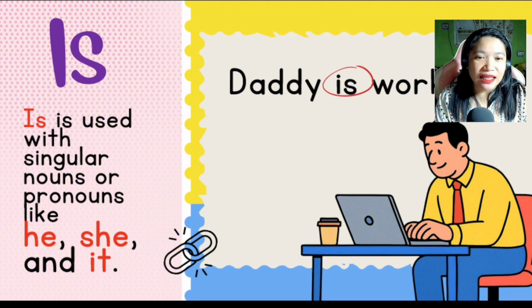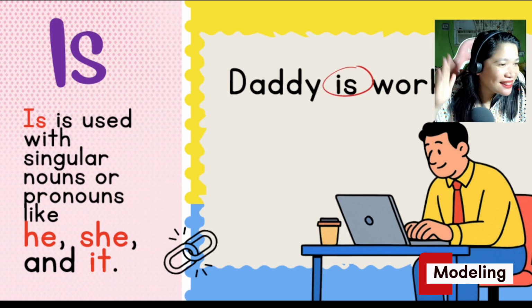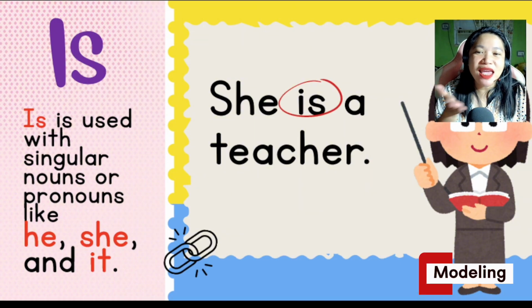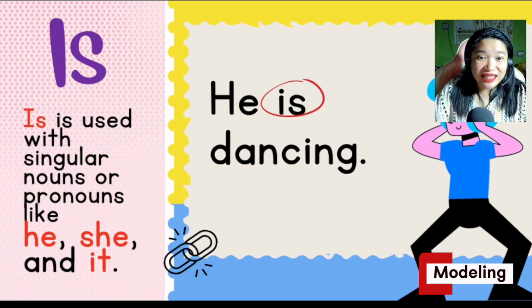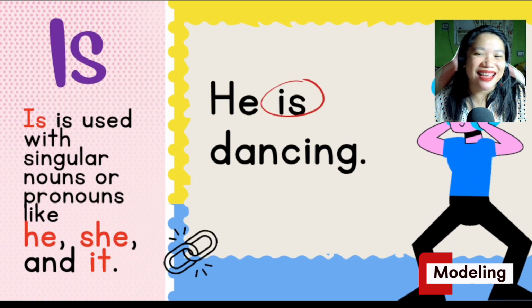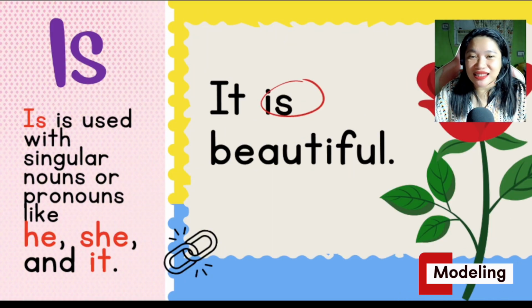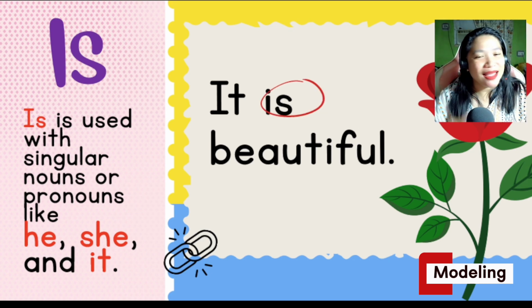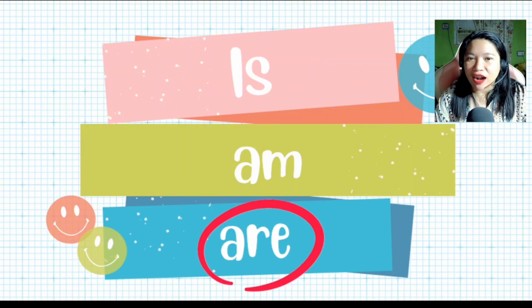The first sentence, can you read it, Marie? Daddy is working. Again? Very good. The next sentence, yes, John. She is a teacher. The third sentence, Mark. Very good. He is dancing. Next, the next sentence, please, Mark. It is beautiful. Very good.